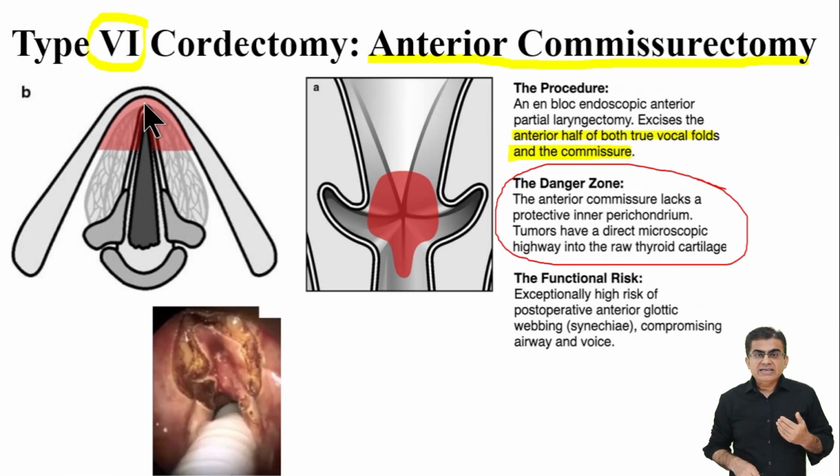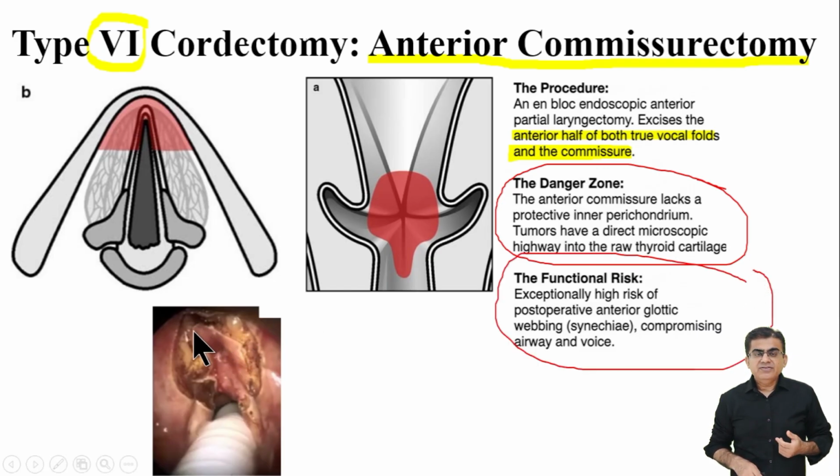Finally, look at the functional risk on the right side of your screen. When you surgically resect the anterior commissure, your patient faces an exceptionally high risk of severe post-operative glottic webbing. We clinically refer to these thick anterior scars as synechia. This thick web of scar tissue can permanently compromise both their breathing airway and their daily voice.